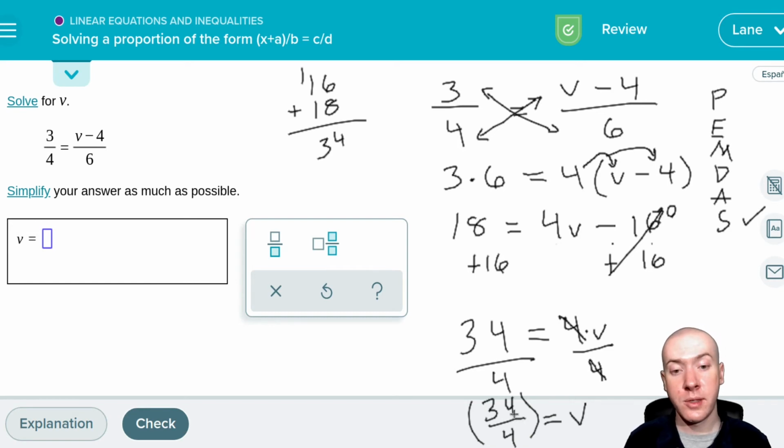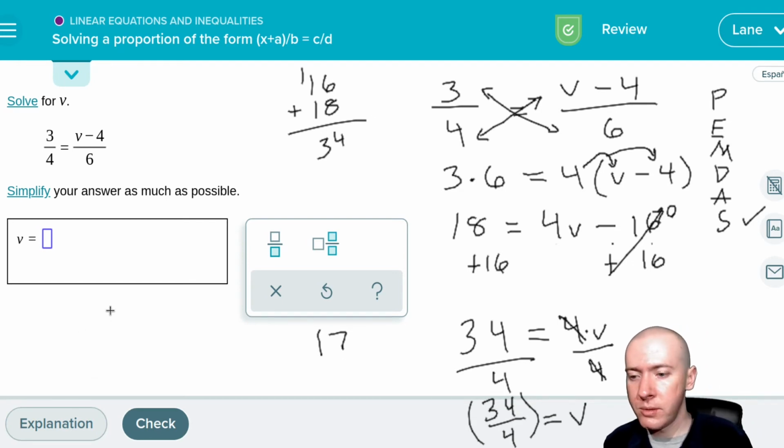On the top, what is 34 divided by 2? It's going to be 17. We can do the long division too, right? What is 34 divided by 2?